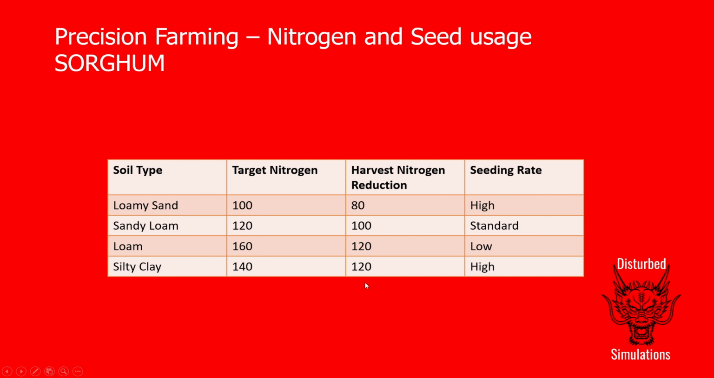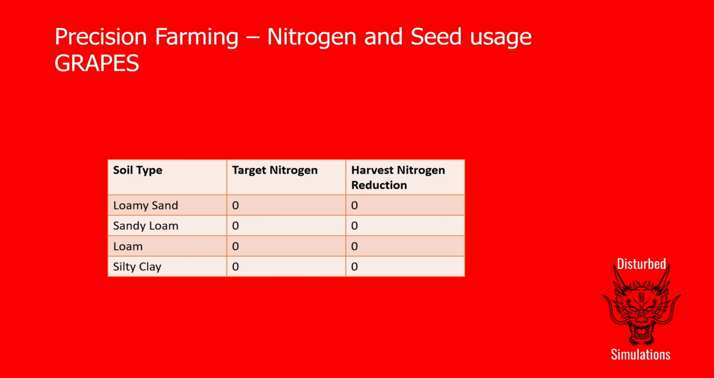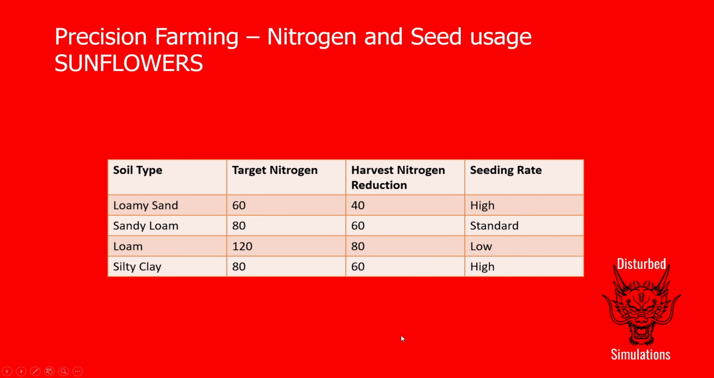Sorghum, another low-ish nitrogen one, and again it does leave a little bit of nitrogen behind when you harvest it. Grapes and olives, neither of these require nitrogen and don't remove it. So to me, I haven't tested it yet, that says you don't need to fertilize grapes and olives anymore. You just need to do probably your mulching and subsoiling, and we'll test that at some point. Yeah, neither of those require any nitrogen as it stands in the game. Sunflowers, again, a fairly low nitrogen requiring crop, and they leave a little bit of nitrogen behind with them, and they do have their variable rate seeding.